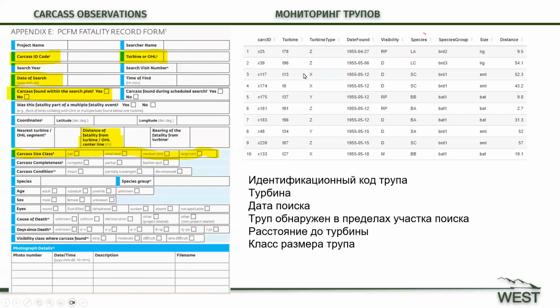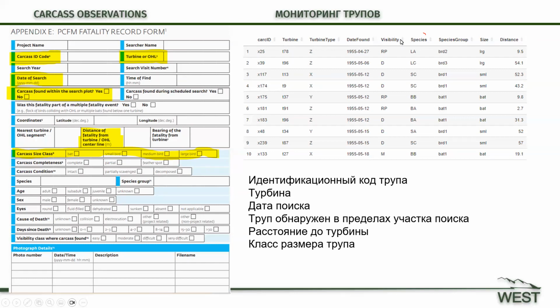And here they are gathered into a spreadsheet. So the spreadsheet on the right has data from 10 such forms on the left for the first 10 carcasses in this data set. And again, here's our carcass ID, turbine number, date found, size, and distance from turbine in meters. There's some other information in here.